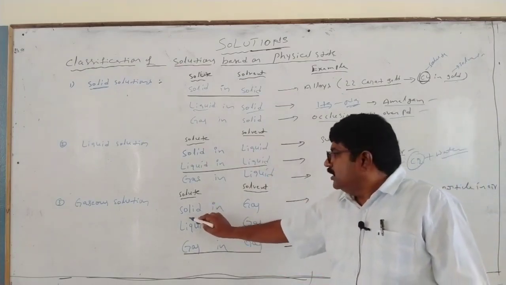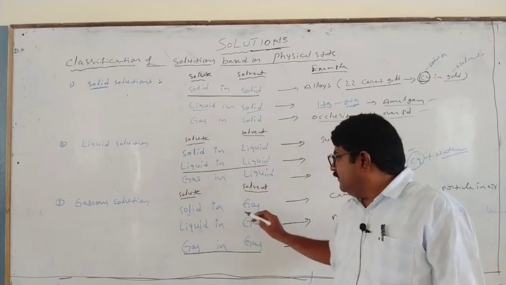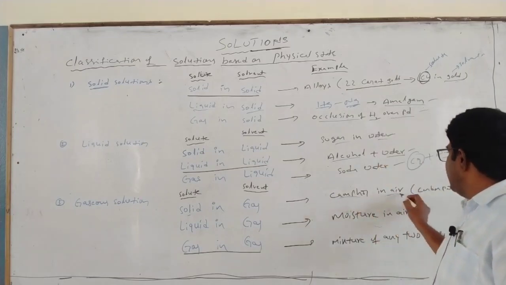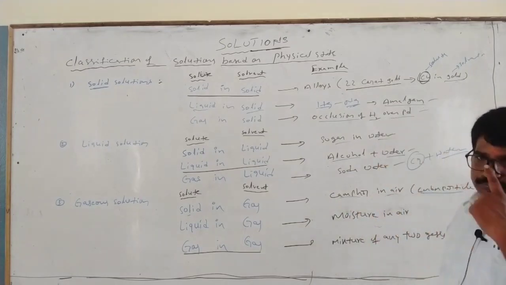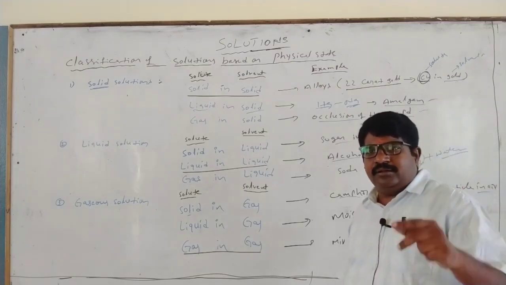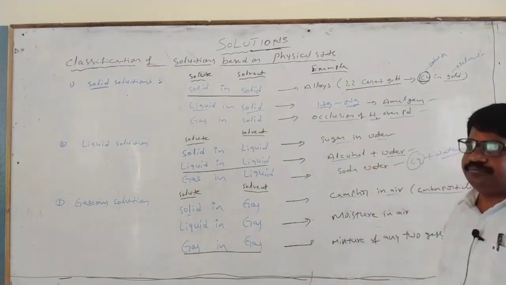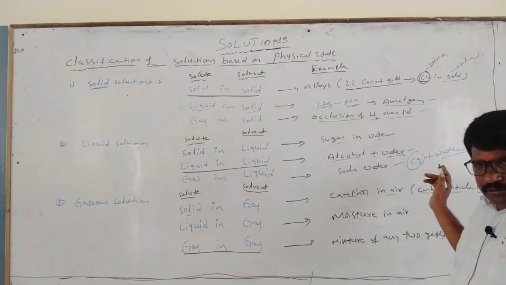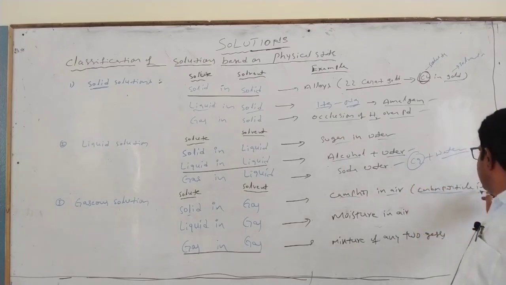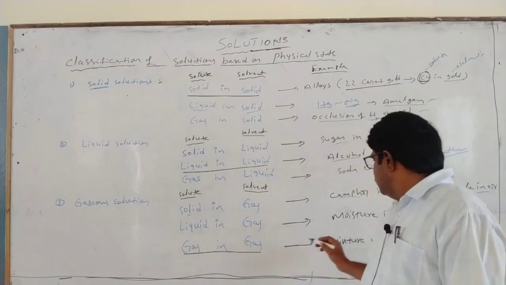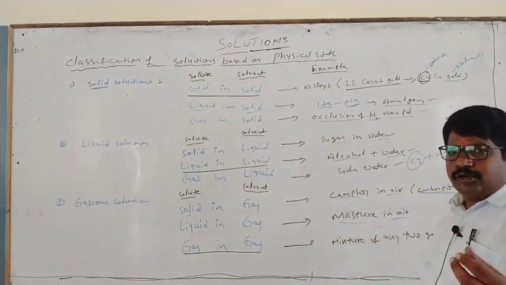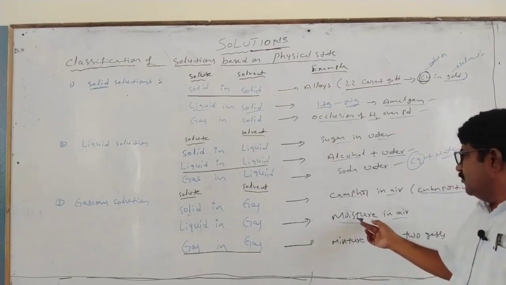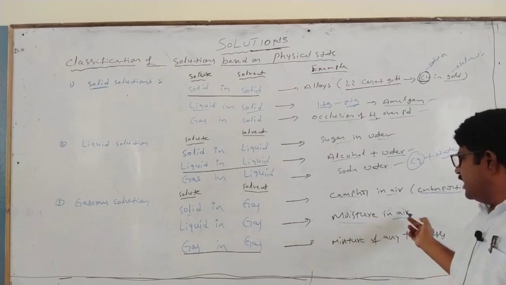Gaseous solutions. The solute is solid in state, whereas gas is the solvent. Examples are camphor in air or carbon particles in air. Carbon particles are less when compared to air. Air is large, occupied throughout the atmosphere. Liquid in gas: moisture in air. Moisture means water drops present in air. Water drops are less when compared to air. So moisture is the solute here, air is the solvent.